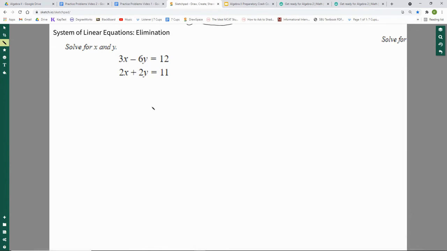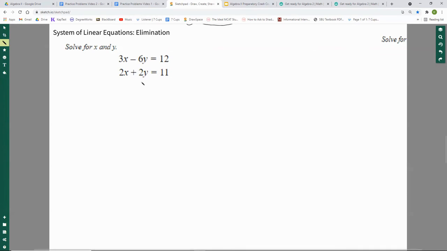It only works if you can see the pattern, but here's how it works. Essentially, we're going to be adding or subtracting these two problems together. How is that going to work? The whole point is to add or subtract these two equations together in order to eliminate, right? Hence why the strategy is called elimination, to eliminate one of the variables.